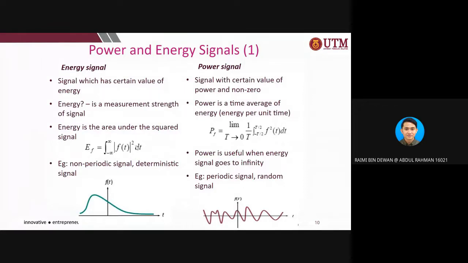Some of you may wonder why we have the square. Why don't we just use f(t)? Because a signal can have negative values, for example, here this one has been squared.